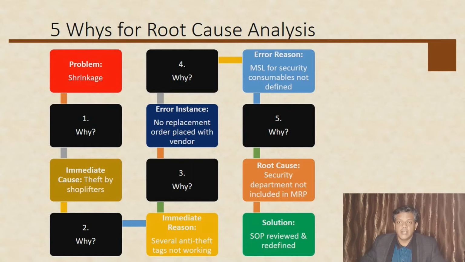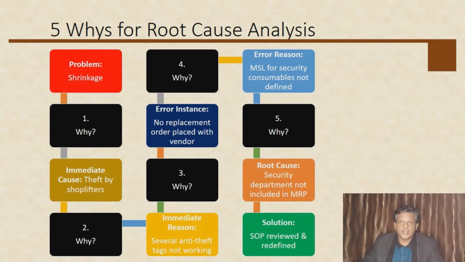Now, shoplifters could be their own employees, or it could be the people who are walking into the store. It could be anybody, but that is immaterial to the particular business case here. So they further ask the second why. Why is the theft by shoplifters increasing, and they arrive at another immediate reason, that there are several anti-theft tags that are not working. If you have walked into a retail store with any kind of costly merchandise, including apparels, they are tagged with an RFID passive tracker, which will be clipped on the clothes.